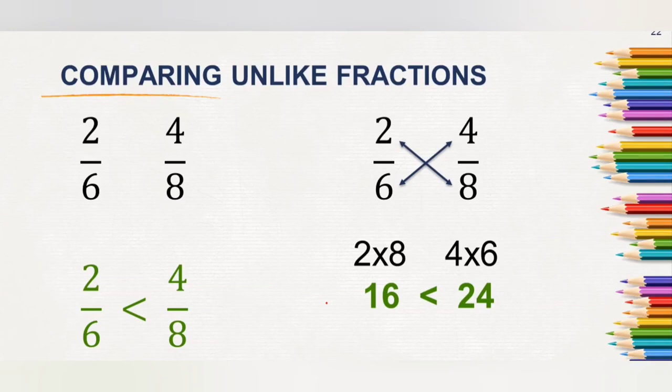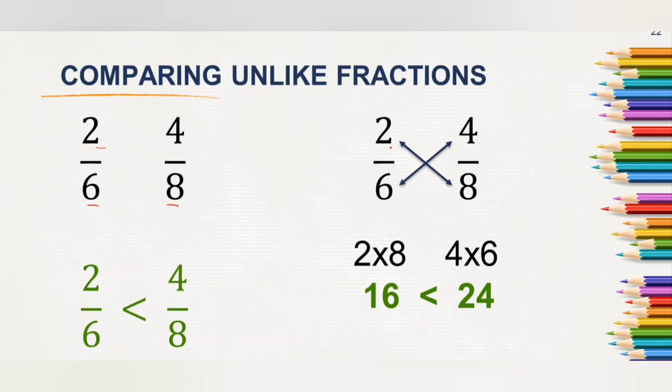We got to know how to compare like fractions. When the denominators are the same, when the total number of portions is the same, it is easy to compare. What if the total number of portions is different? Here it is 6 and here it is 8. Out of 8 pieces, one has got 4 pieces. Out of 6 pieces, one has got 2 pieces. So how can you say who has got more? That time you will use the cross multiplication method.